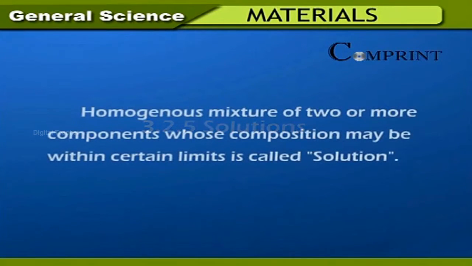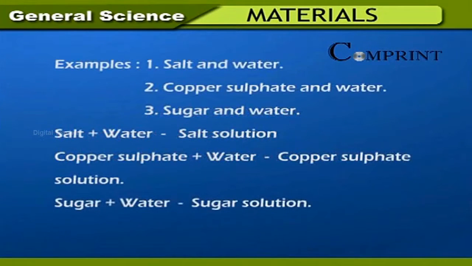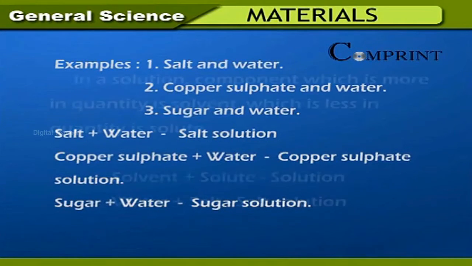Solutions. Homogeneous mixture of two or more components whose composition may be within certain limits is called solution. Example: 1. Salt and water. 2. Copper sulfate and water. 3. Sugar and water. Salt plus water gives rise to salt solution. Copper sulfate plus water gives rise to copper sulfate solution. Sugar plus water gives rise to sugar solution.